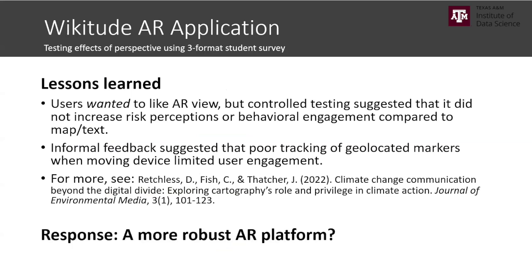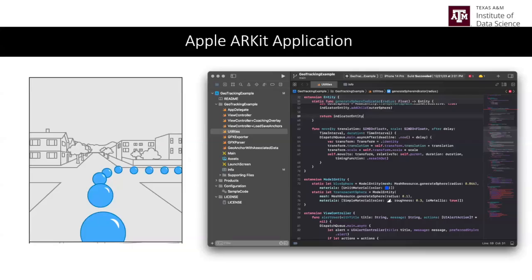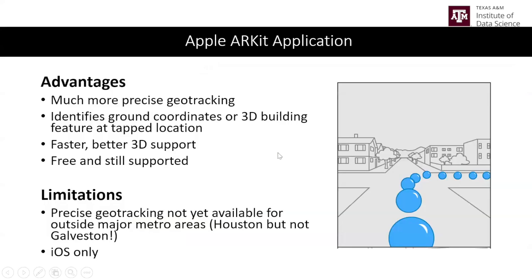So in response to that, and in response to the fact that Wikitude is no longer supported, I've decided to move to a more robust AR platform and update my approach to representing storm surge flooding in augmented reality. So I've moved to Apple ARKit. And these are a couple of screenshots from the ARKit tutorial for setting up a simple demo app. I got this up and running on my iPhone this summer. And I got to the point where I needed to start making some design decisions. And that's kind of where I still am.